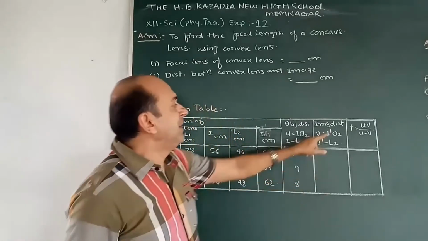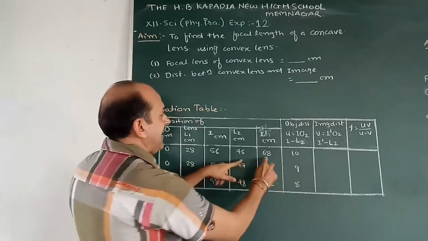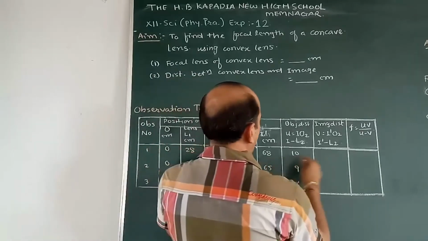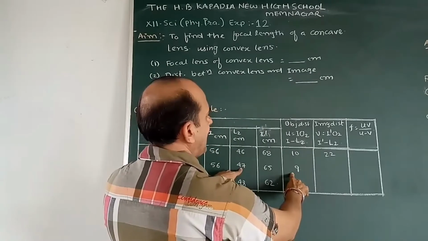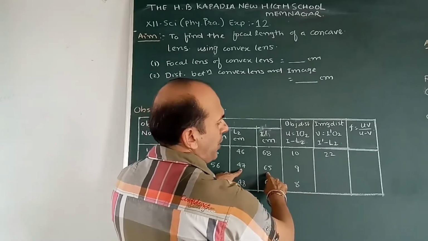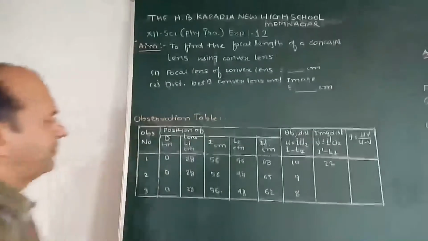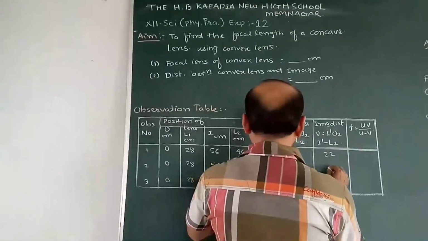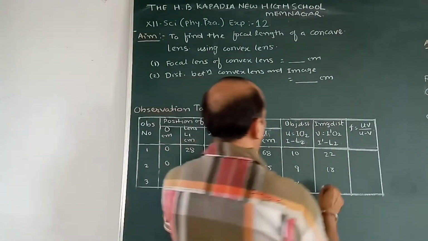Now let me find the image distance. Image distance is equal to I dash minus L2, where this is I dash and this is L2. I dash minus L2 is equal to 22 centimeter. Similarly, I dash minus L2 is equal to 18 centimeter, and here it is equal to 14 centimeter.